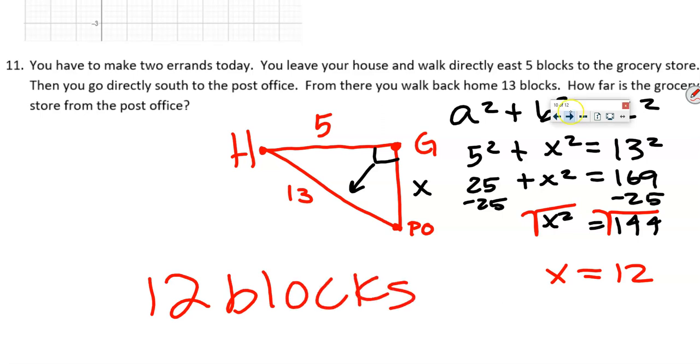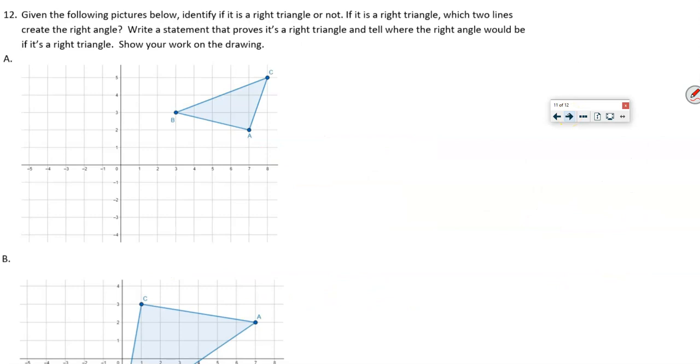Got it? All right, so our last one here says, given the following pictures below, identify if it's a right triangle or not. If it's a right triangle, which two lines create the right angle? Write a statement that proves it's a right triangle and tell where the right angle would be if it's a right triangle. Show your work on the drawing. Okay, so first of all, where do you guys guess that the right angle is going to be? Yep, I would say A, because it looks like B and C are both acute angles, right?